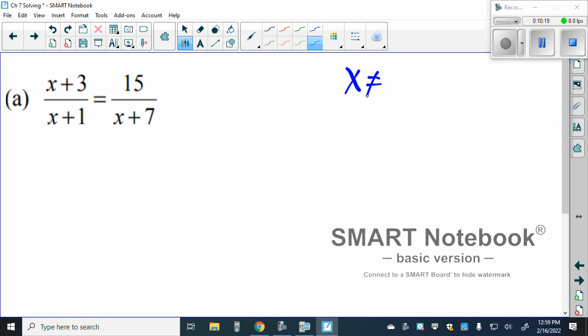But here, what would the extraneous solutions be? -1 and -7, because x plus 1 would be -1, because -1 plus 1 is 0. And for x plus 7, it would be -7, because -7 plus 7 is, well, 0. So those would be our restrictions. And what are we going to multiply both sides, everything by? x plus 1 and x plus 7.